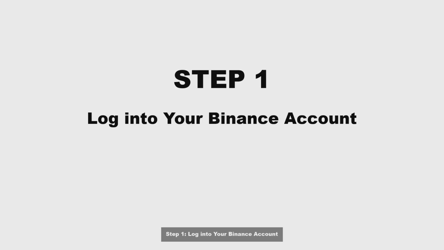If you want to turn off two-factor authentication (2FA) on your Binance account, follow these simple steps to ensure the process is completed securely. Step 1. Log into your Binance account. Visit the Binance website or open the app and log in using your credentials. Make sure you have access to your 2FA method, as you will need it to proceed.